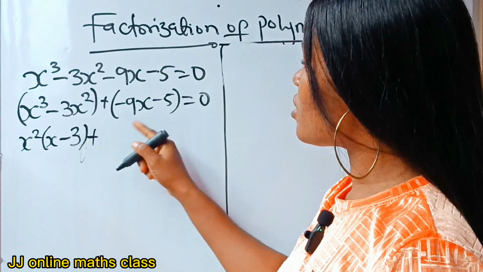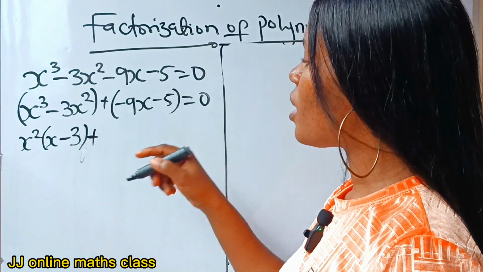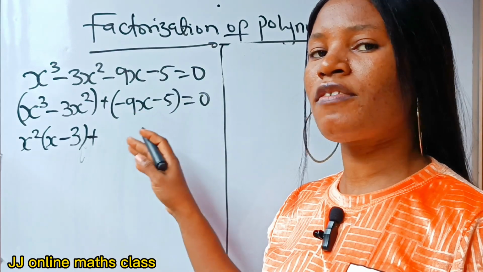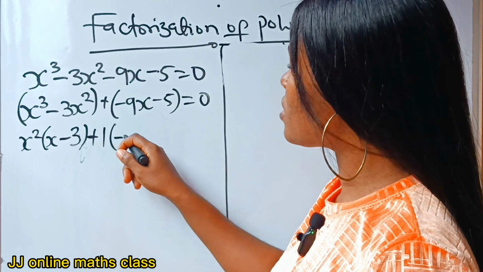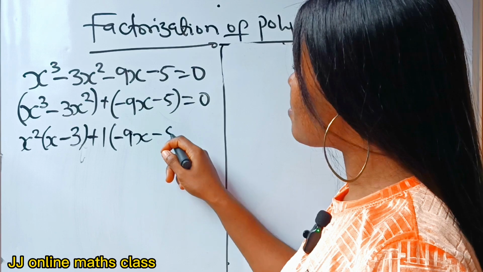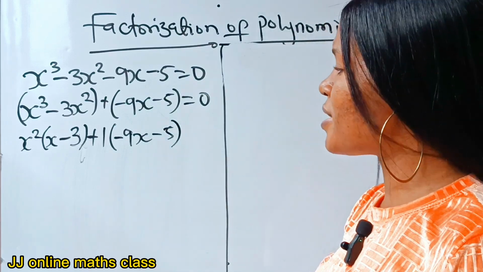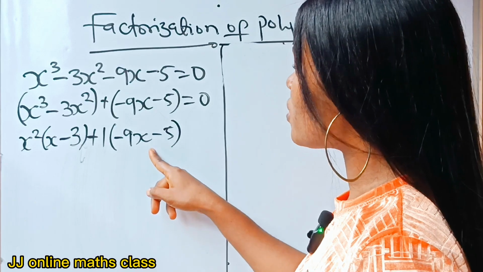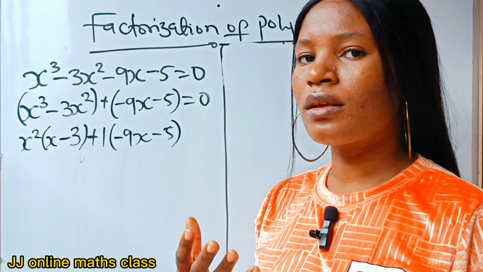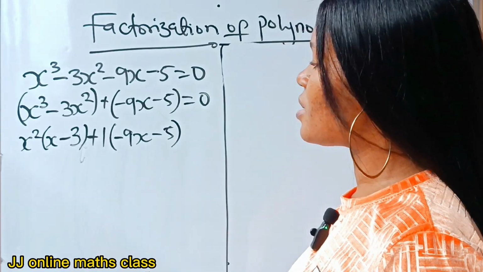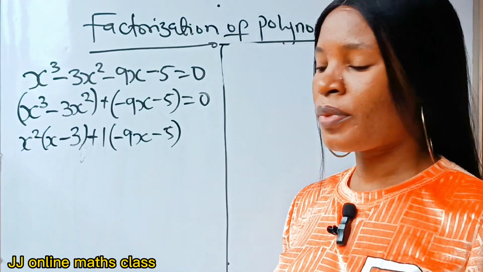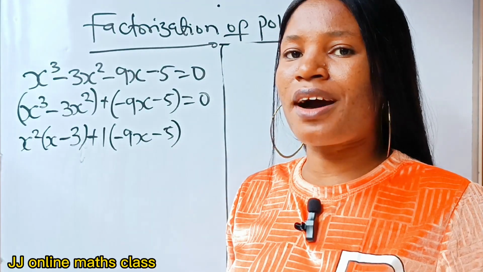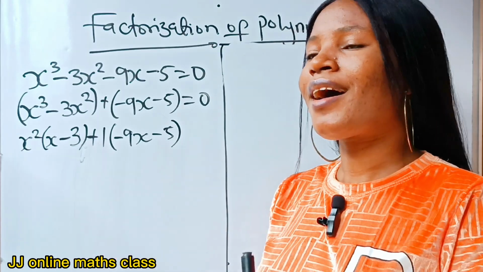Okay, in this case, notice that they don't have anything in common. That means even if you want to do any factorization here, we are just going to bring 1 out, and we have minus x minus 5. Now notice that what you have here and what you have here are not the same thing. So that definitely tells you that if you use this particular method, it's not going to work. Then the question now is, which method are we going to use?